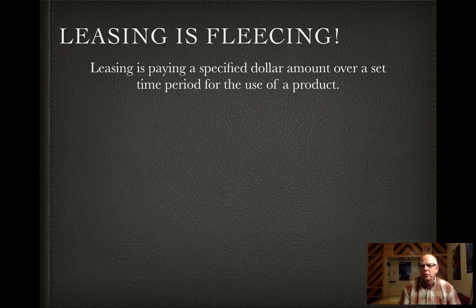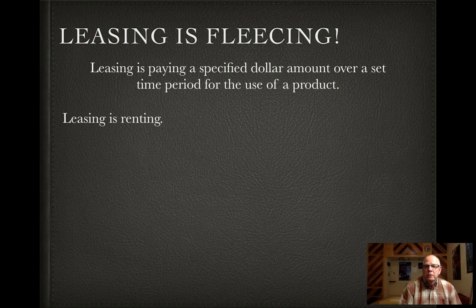Here are many reasons why. Here's the definition of leasing a car. Leasing is paying a specified dollar amount over a set time period for the use of a product. Now that's the key part of that definition, because you pay a specified dollar amount over a set time period to buy a car too, but that's not what this is. You are just using the product. In this case, you're using the car over that time period. Leasing is renting. You are renting that car for typically a 3-year period. A typical lease is 3 years, and you're just renting the car for that time period.